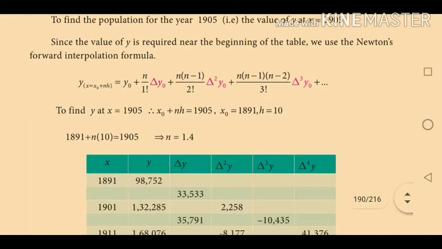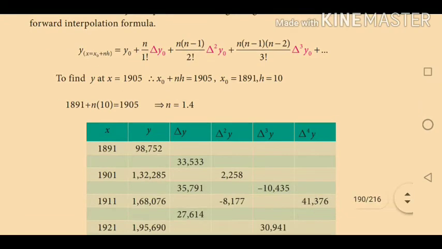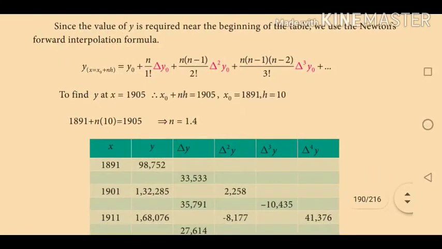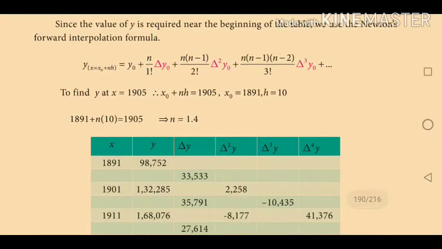After seeing the problem, you will understand what it is. Here see the table, x and y are already given. Here x equal to 1905, we have to find the value for 1905.